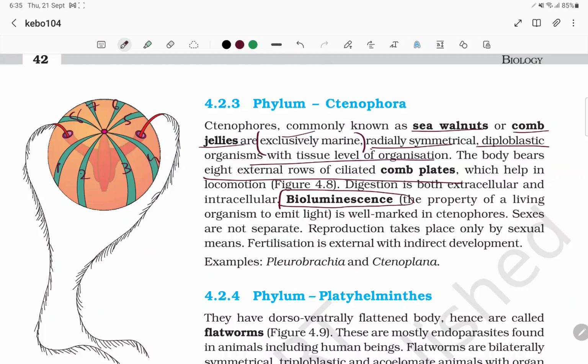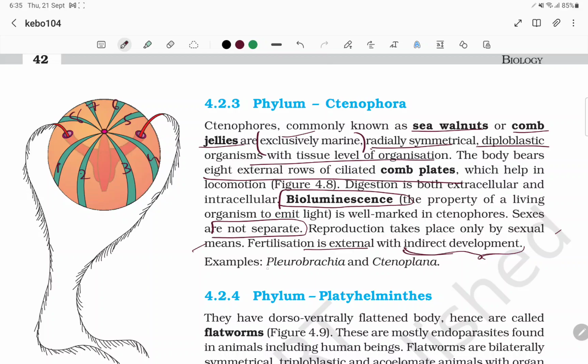Sexes are not separate; they are actually hermaphrodites. In the case of poriferans also they are hermaphrodites. Reproduction takes place by sexual means. Fertilization is external. In the case of Porifera it is internal, but in the case of Cnidaria and Ctenophora it is external. And development is indirect; you will have larval stages. Porifera, Cnidaria, Ctenophora, all three exhibit larval stages.